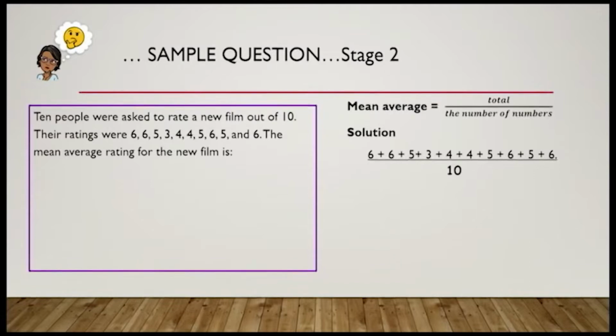The mean average rating for the new film is, now remember we said that the mean average, you total the numbers and then divide by the number of numbers. So we will be dividing by 10. Let's do the calculations for the addition on the board.